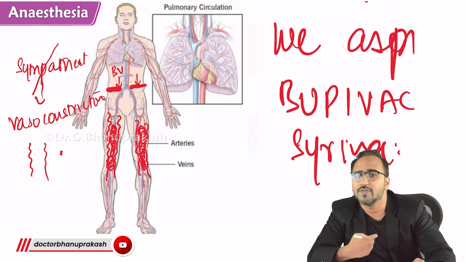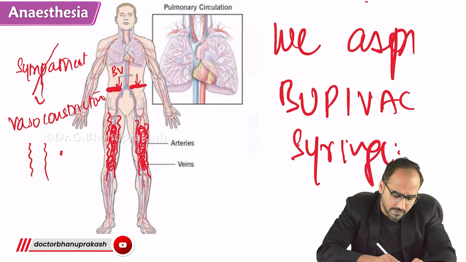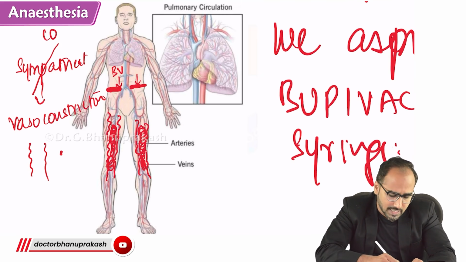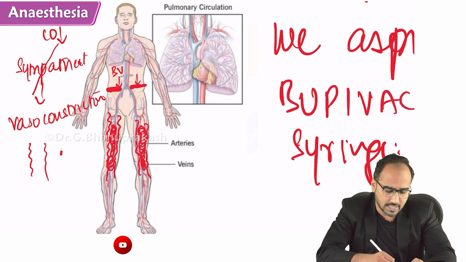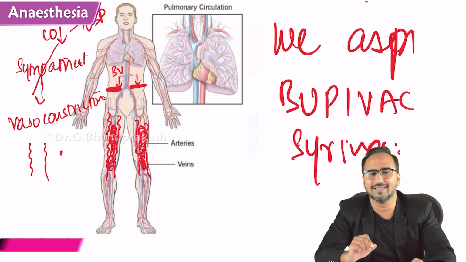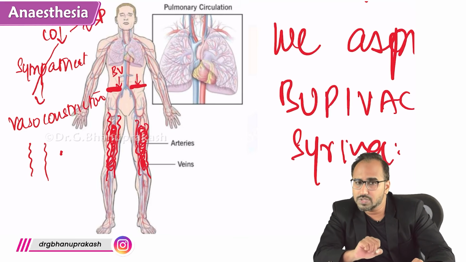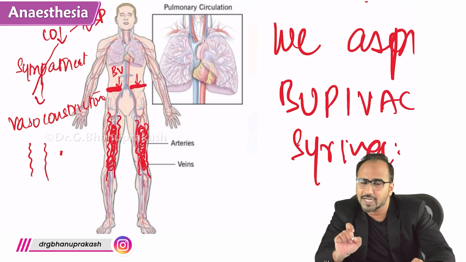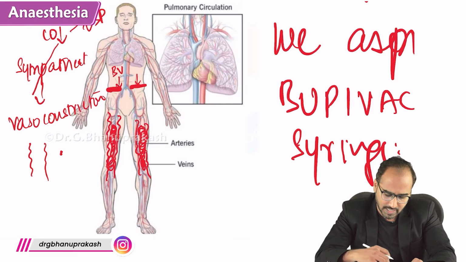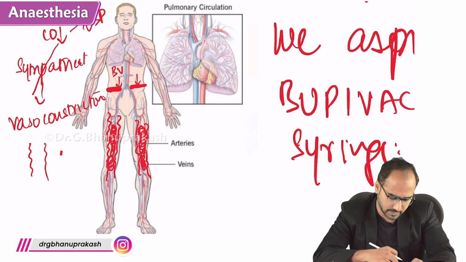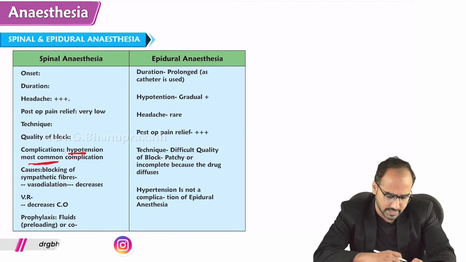What happens to the venous return to the heart? The venous return decreases. What happens to the cardiac output? The cardiac output decreases. Then what happens to the BP? The BP also decreases. Hence, the most common complication of spinal anesthesia is what, guys? It is hypotension.